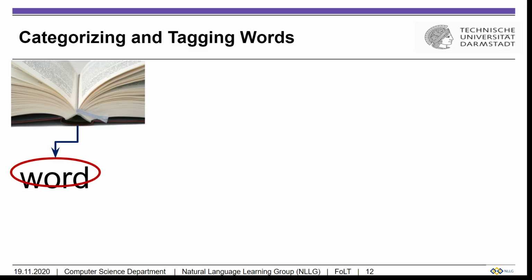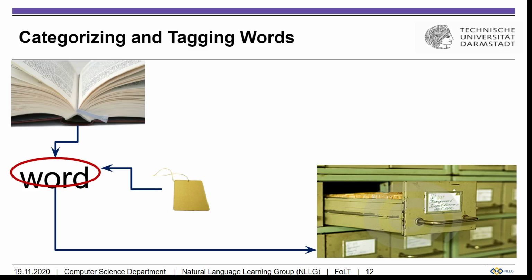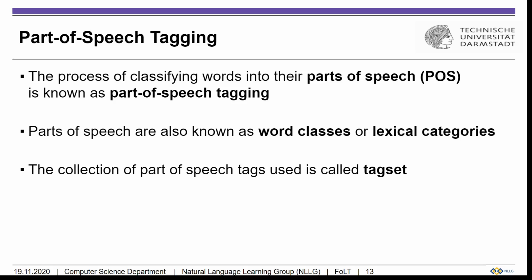So let's assume you have a book and you see a word in there, and now you want to attach some label to this word, and then maybe store that somewhere in your file. You will store the word together with its label. And the process of classifying words into their part of speeches, POS, is also known as part of speech tagging.